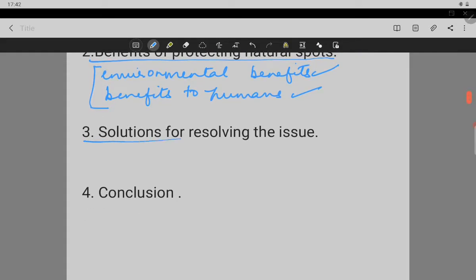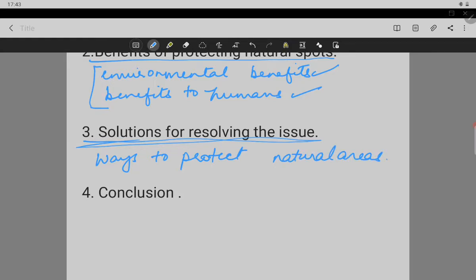The third paragraph will be solutions for resolving the issue. What is the issue? The disappearance of natural areas, right? So we have to find ways to protect natural areas. So this is what we are going to write in this paragraph, ways to protect the natural areas.